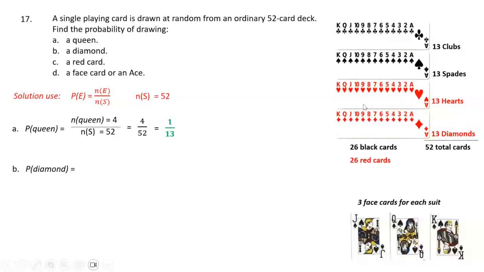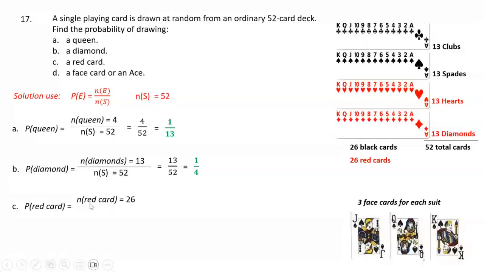For B part, a diamond, right? We know there's 13 diamonds, so it'll be 13 over 52. The answer will give us 1/4. A red card, right? We know there's 26 red cards. So 26 divided by 52 will give us 1/2.